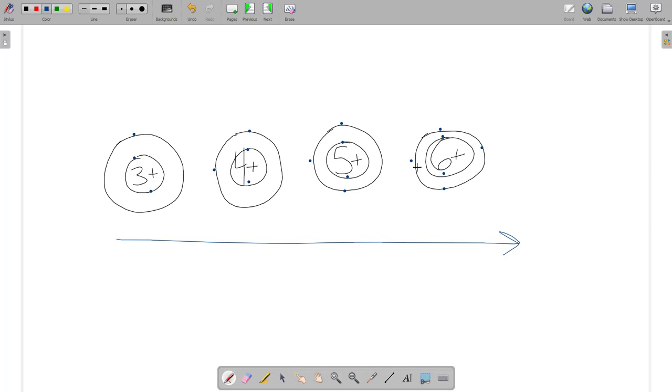But as I'm going across, I'm also adding protons. I add 1 electron, 4 electrons, but I also add 1 proton, 4 protons. So the positive charge here pulls on these electrons. This is a 3 plus charge, so it can pull a little bit. This is a 4 plus charge, so it can pull a little bit more. This is a 5 plus charge, so it can pull a little bit more. This is a 6 plus charge, so it can pull a little bit more.